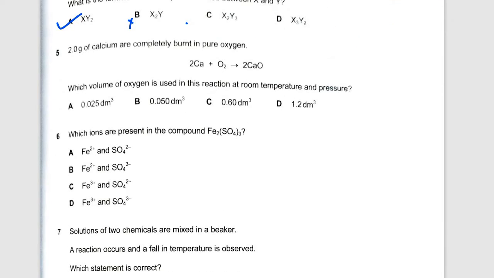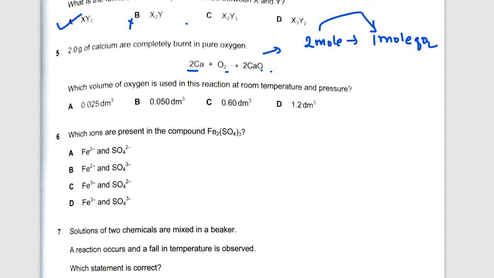Now next, question number 5: 2 grams of calcium is completely burned in pure oxygen. So this is calcium and oxygen forming calcium oxide. Okay, so this is a question from moles. If you think of the molar ratio, 2 moles of calcium you will burn and you will get 1 mole of oxygen. Clear? And in this step I have to go slow to understand this question clearly. It will help you.